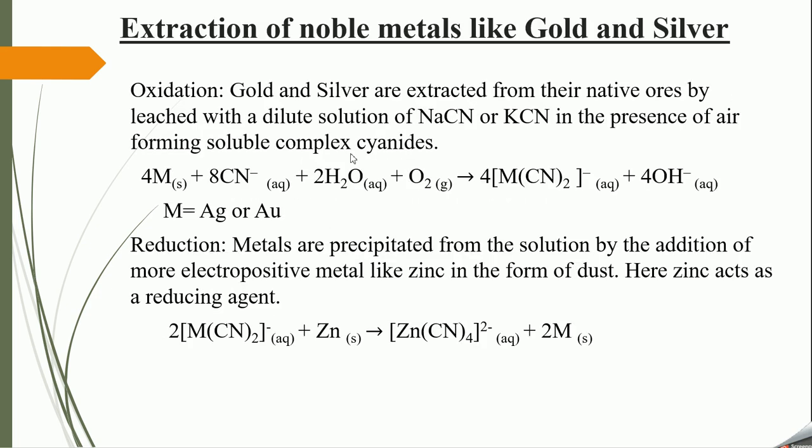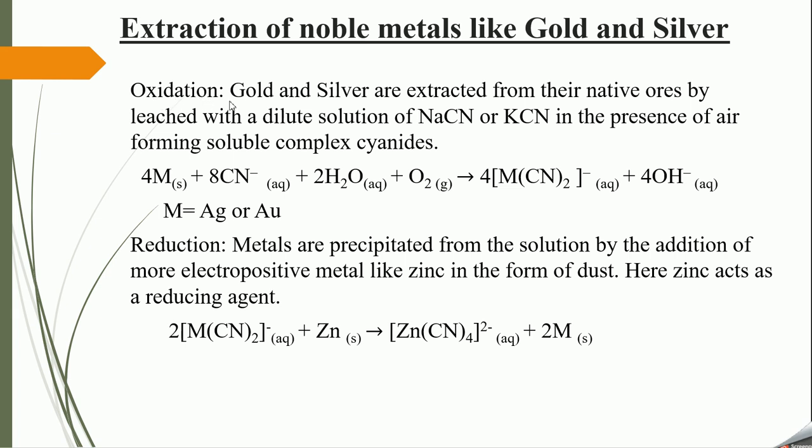Now, the next example, extraction of noble metals like gold and silver. This you already studied in the first session. Here, the extraction process involves two steps. One is oxidation and reduction. And oxidation and reduction are explained based on oxidation number. What is oxidation? Increase in oxidation number. Reduction means decrease in oxidation number.